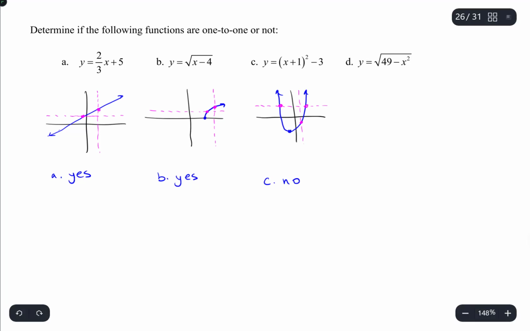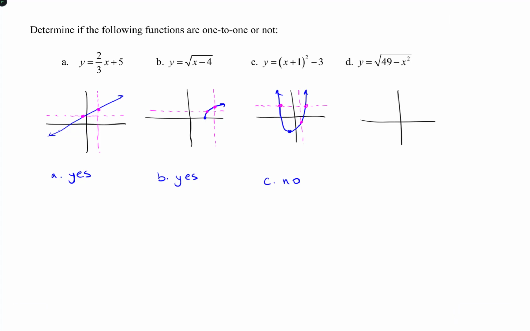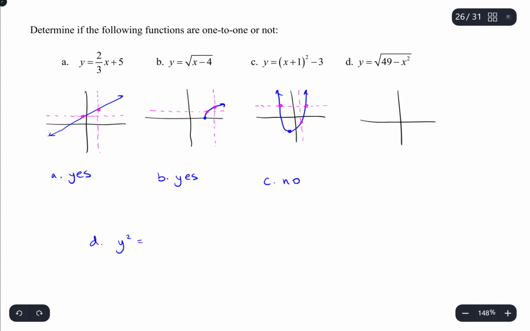And then lastly here, this particular function looks a bit odd. It's y equals the square root of 49 minus x squared. And that might be something that you're familiar with, and it might not. But you could probably make it a little bit more recognizable if you took part D and said if you square both sides, you would have y squared equals 49 minus x squared. And if we add x squared to both sides, that would become x squared plus y squared equals 49.